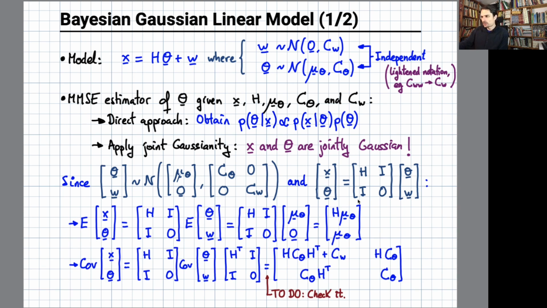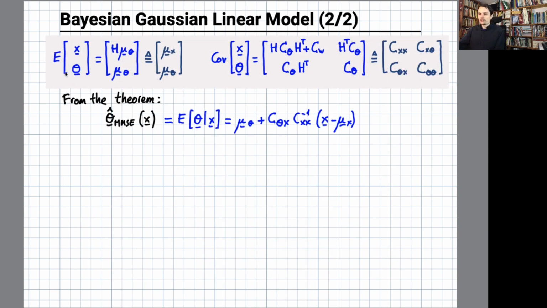Similarly, the covariance of this vector is this matrix times the covariance of this vector times the transpose of this matrix, right? We also learned that in probability theory. If you have difficulties with these concepts, you can watch again the review video on probability theory. And multiplying these three matrices, we can write the covariance of x and theta in this way. I leave it as a simple exercise just to check that this computation is correct.